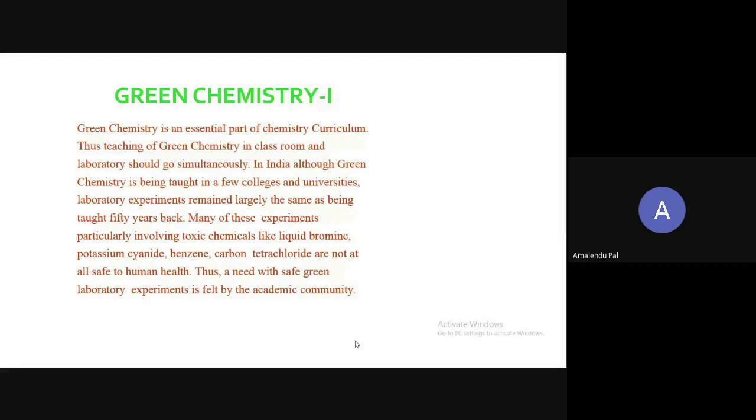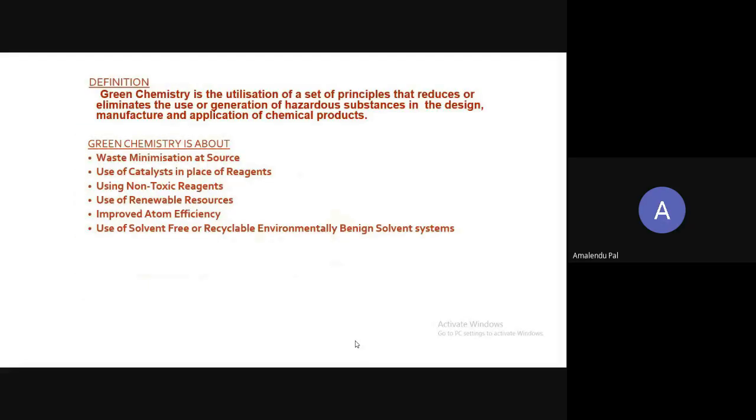I'm telling you this is the situation: we are still using liquid bromine. Potassium cyanide we are not using nowadays, but benzene we are still using heavily, and carbon tetrachloride also. Let's see some of the chemicals I have given here. So green laboratory experiments are necessary for us in the academic community.